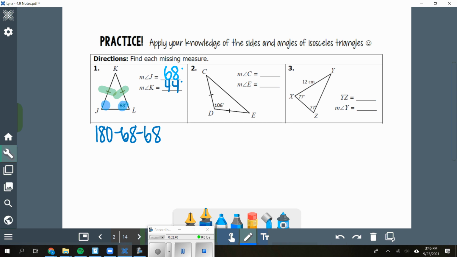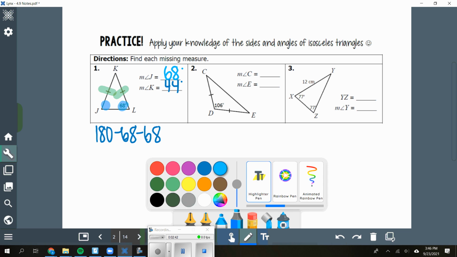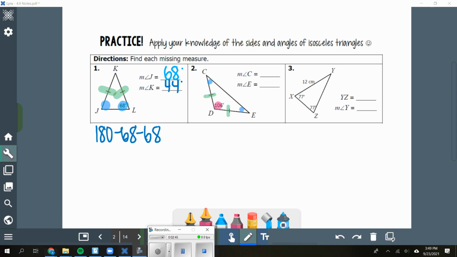On number 2, it's a little different. I have my two congruent sides, so we know it's isosceles, but we have the vertex angle this time, 106, instead of our base angles. We know the ones across from it are going to be congruent, so C and E. But we're going to have to take our full triangle, 180 minus 106, and that gives me what's left for my other two angles. So my C and E total 74. And I know they're both congruent, so I'm going to want to cut that in half. That gives me 37 for each.